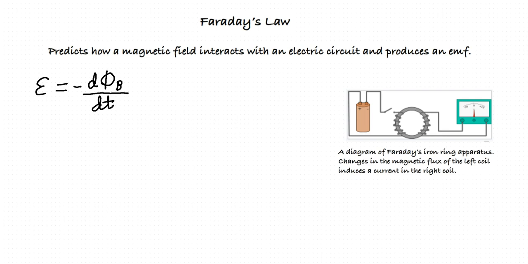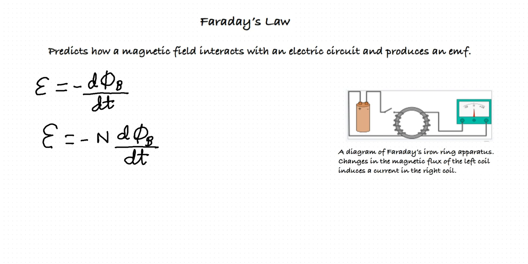For a tightly wound coil of wire composed of N identical turns, each with the same phi-B, Faraday's law of induction states that epsilon equals minus N multiplied by d phi-B over dt, where N is the number of turns of wire and phi-B is the magnetic flux through a single loop.